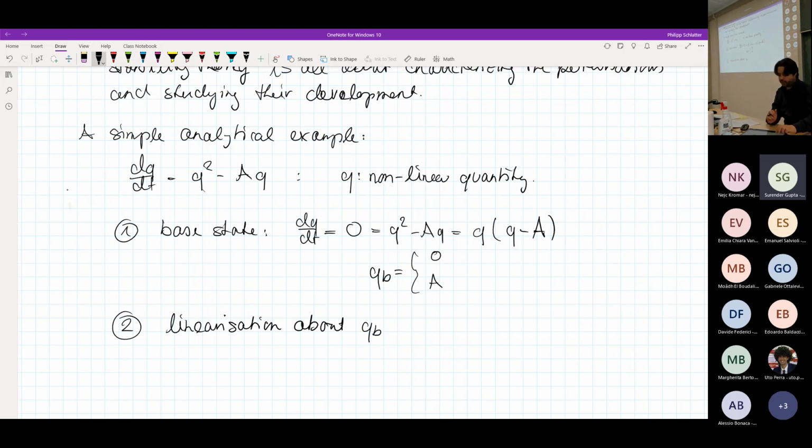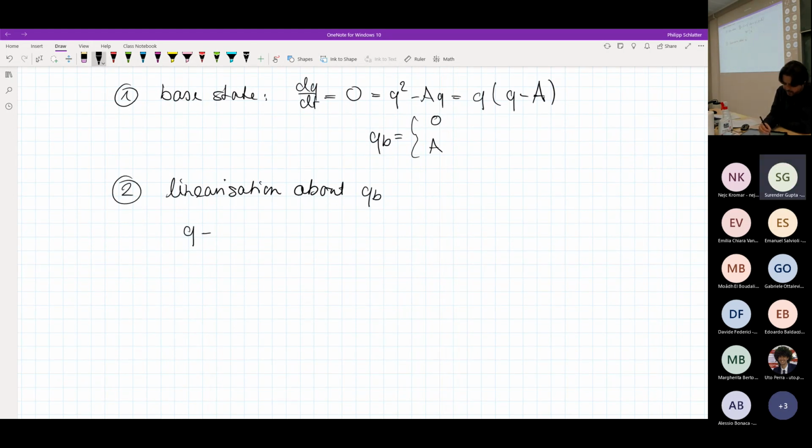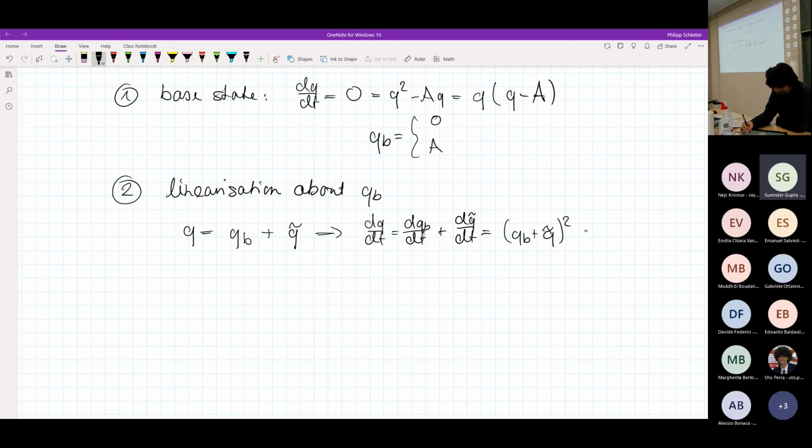So we do a linearization about QB, and of course how do we do that? Well, the idea is that we say that our nonlinear quantity Q would be this QB plus a disturbance around QB. The disturbance here, I write with a Q and a tilde on top. And of course, that means if I just fill that into my dynamical system that I have here, my dq dt would then be dqb dt plus dq tilde dt. That's on the left side. And on the right side, I have my qb plus q tilde squared minus a times qb plus q tilde.